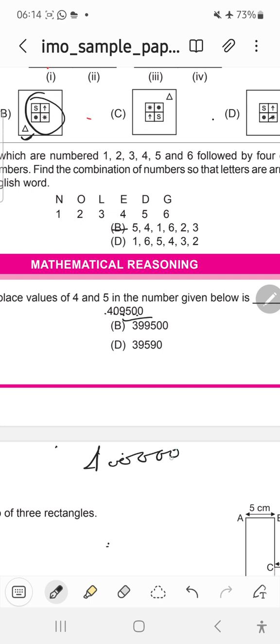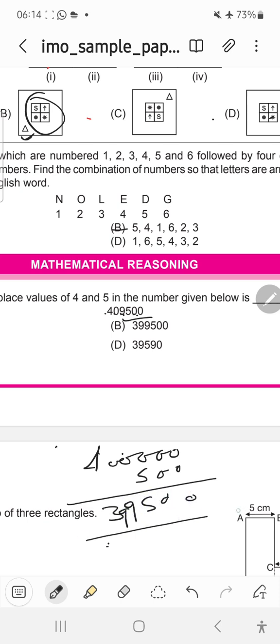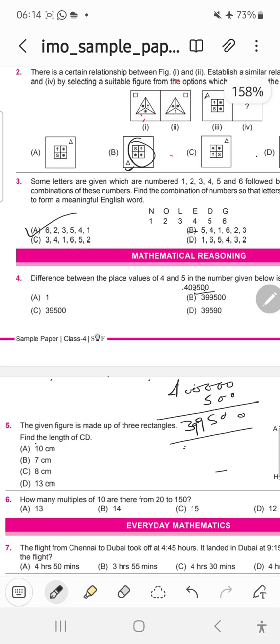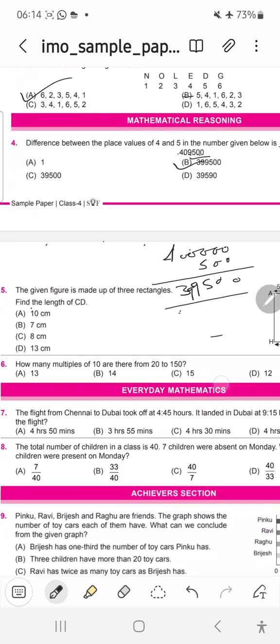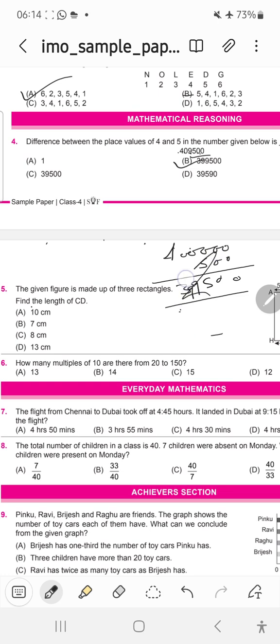4, 1, 2, 3, 4, 5, and then subtract this value. So what do we get? 3,99,500. So the answer is B. So we go for B. I hope you got it.